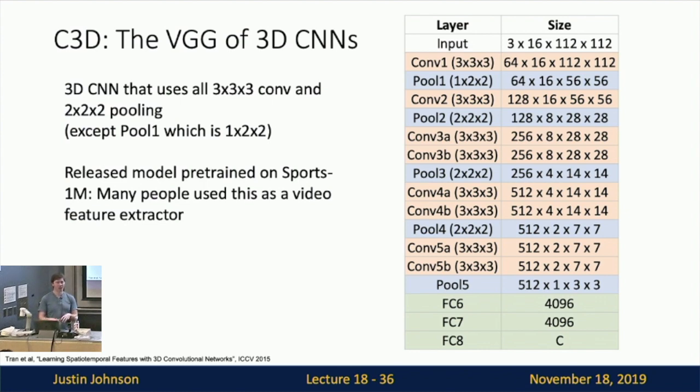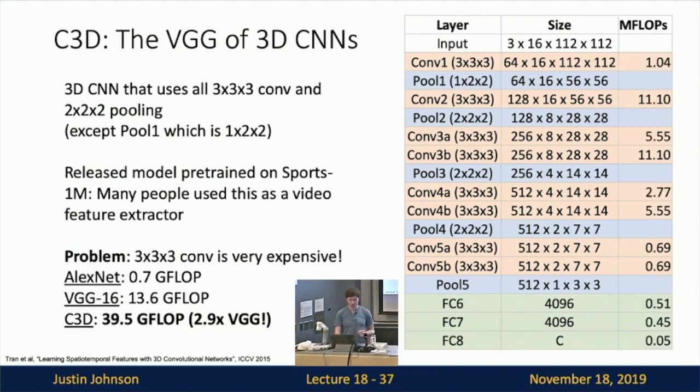As a result, a lot of people who couldn't afford to train these video models on their own datasets would often use the pre-trained C3D model as a fixed video feature extractor for their other downstream video classification tasks. Just as we saw that in images, it was very common to pre-train VGG on ImageNet and then use the features for other tasks. In video, it was also very common to take this C3D model that was pre-trained on a large video dataset and then use its features for other downstream video tasks.